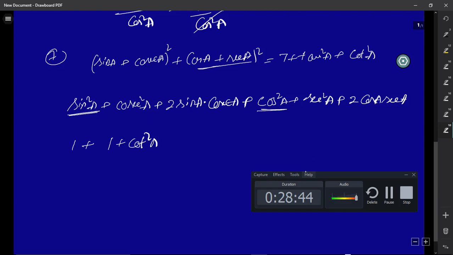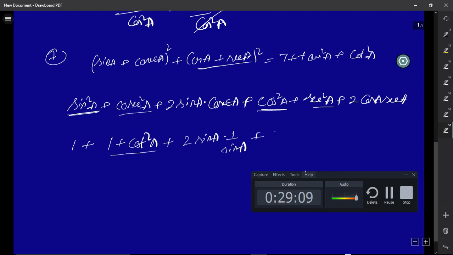Okay, so I've shown you how we can write cosecant square A as 1 plus cot square A just by using the trigonometric identity. Cosecant square A minus cot square A is equal to 1. 2 sine A into cosecant A, I can write it as 1 by sine A, right? Everybody knows that cosecant is reciprocal of sine. So cosecant A, I can write it as 1 by sine A.